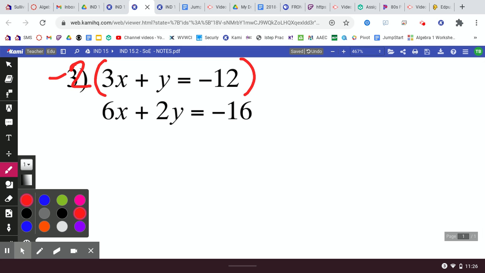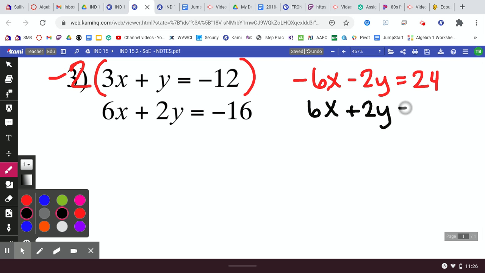So in the top, I'm going to distribute that all the way through, right? So I've got negative 6x. Negative 2 times y is minus 2y, and negative 2 times negative 12 is positive 24. Now, I didn't do anything to that bottom equation, so I'm just going to rewrite it because you always want your systems stacked right on top of each other. And now I'm ready to draw my line and reduce each column or combine all my like terms.